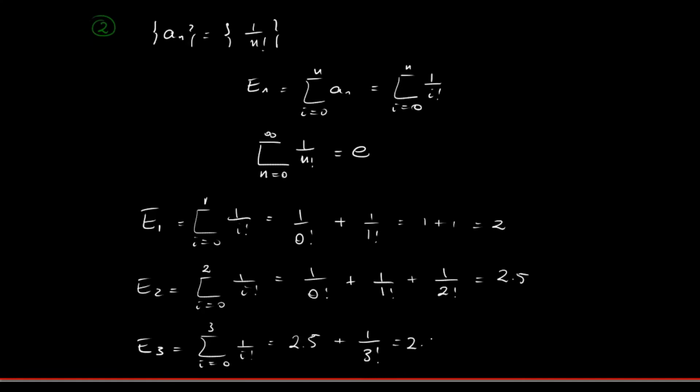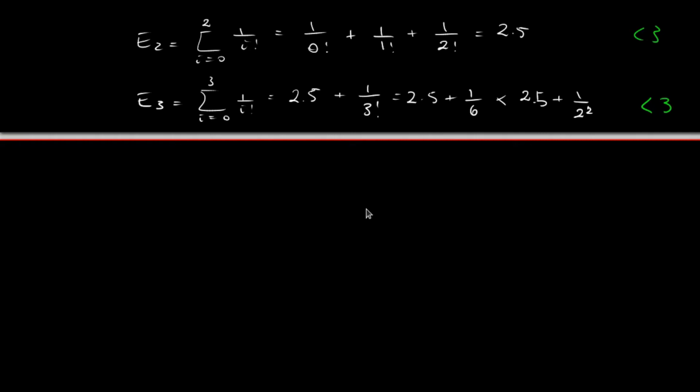3 factorial is 1 over 6. And something important to notice here is that 1 over 6 is smaller than 1 over 4. So this is smaller than 2.5 plus 1 over 2 squared. And with this, what we get is that this first element is smaller than 3. This one is also smaller than 3. This one, again, smaller than 3.